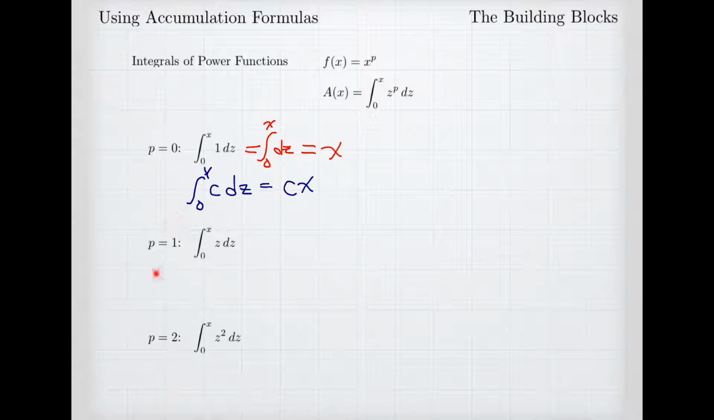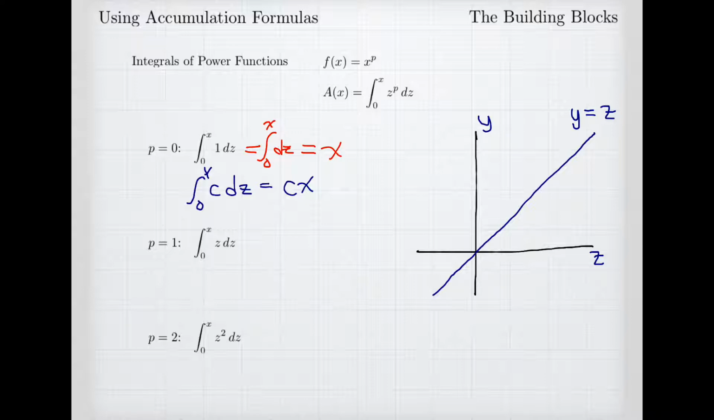We now look at our second example. Here our power is 1, and so we're doing an integral again starting at 0, ending at my endpoint x, and now it's the integral of z dz. So what's the function that we're using for our rate in the integral? Well, it's y equals z, or y equals x.